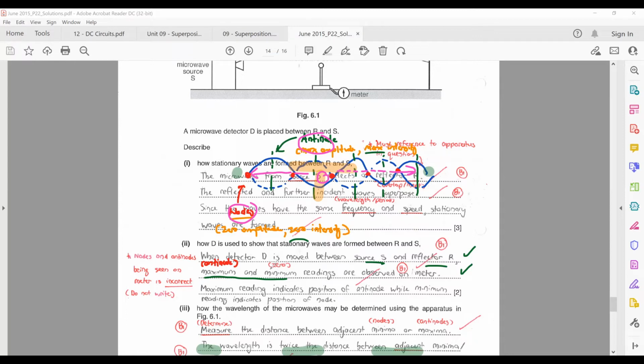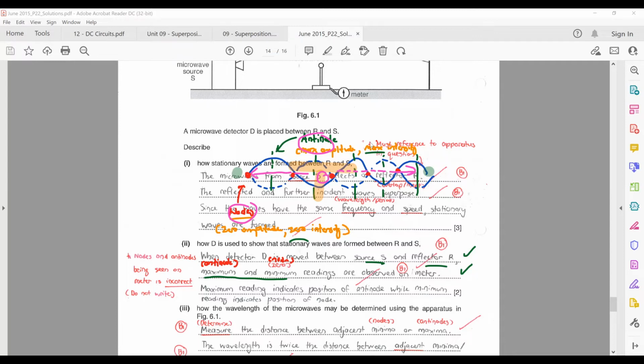Minimum or 0 readings is where you have your node. Okay, so the last statement here, maximum reading is the position of antinode, minimum reading is the position of node. That one is actually not required to be stated inside the question. It's something like further explanation. Right, so that one is okay.